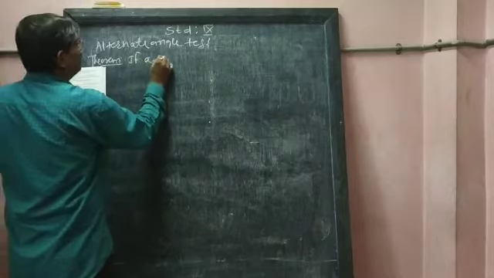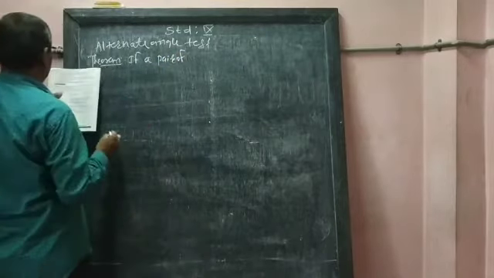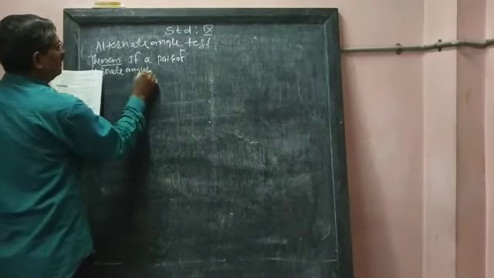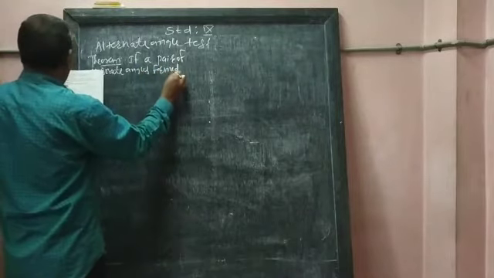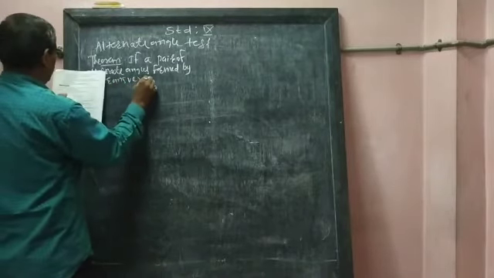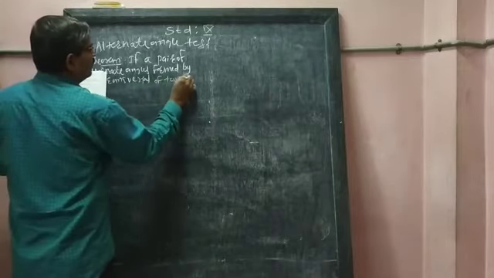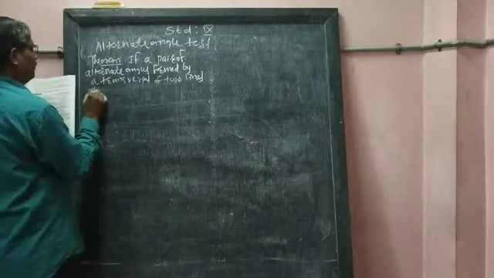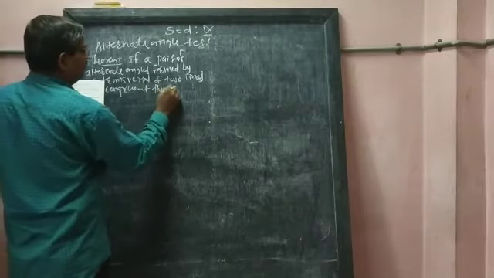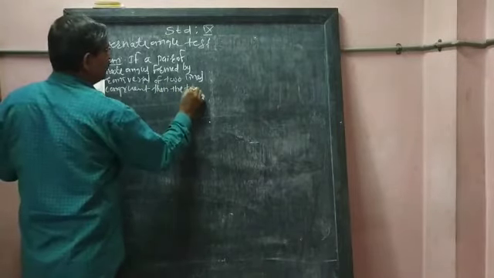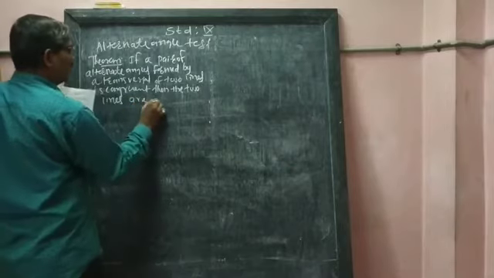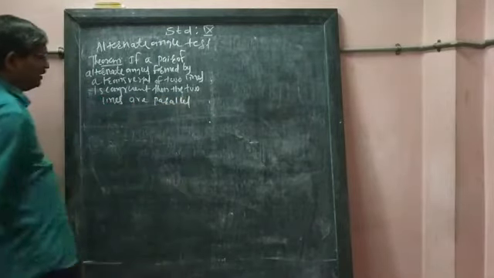If a pair of alternate angles formed by a transversal of 2 lines is congruent, then the two lines are parallel. This is a theorem.